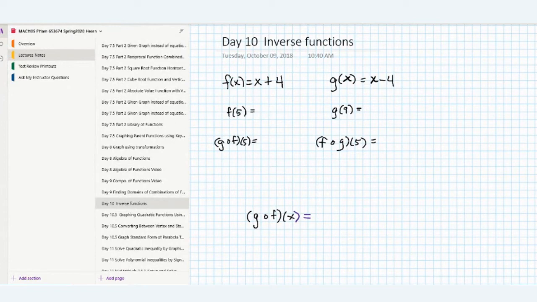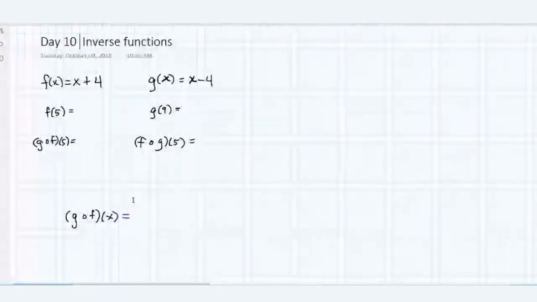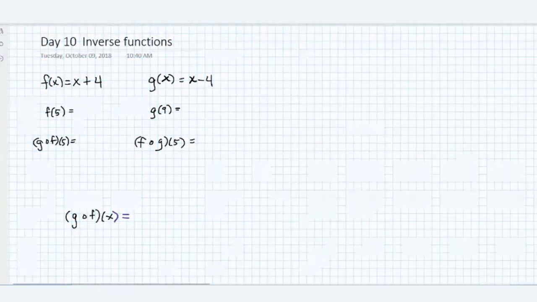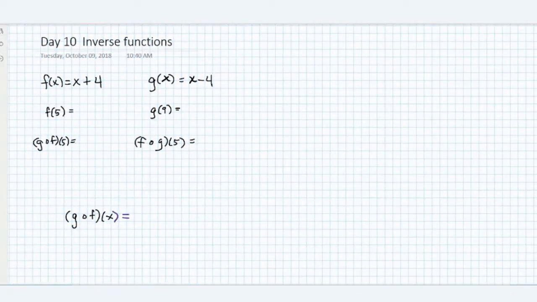Right, so inverse functions. To give us a little context, I would like to talk about these two functions that I have on the screen right now. f of x equals x plus 4 and g of x equals x minus 4. Notice that f takes whatever number you plug into it and adds 4 to it. g does the opposite. It takes whatever number you plug into it and subtracts 4 from it.